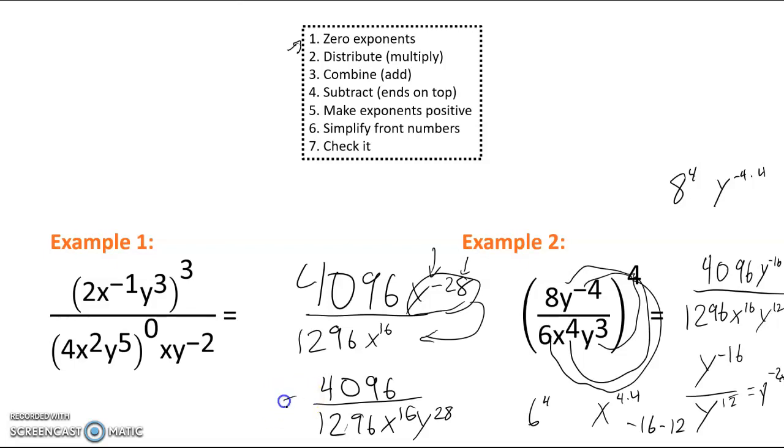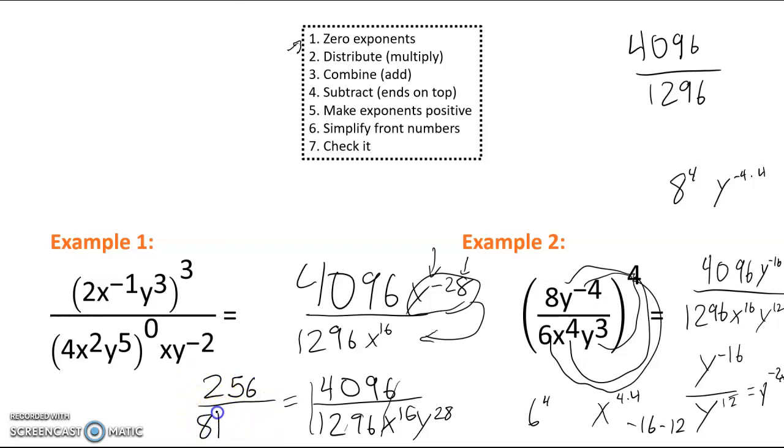Basically, you're treating these front numbers right here as their own fraction, which I'm going to write up here. So 4,096 over 1,296. You're treating this as a fraction and then simplifying it down even further. And if you simplify it down, you're going to get yourself 256 on the top over 81, and we still bring over our x to the 16th and y to the 28th here. Okay?